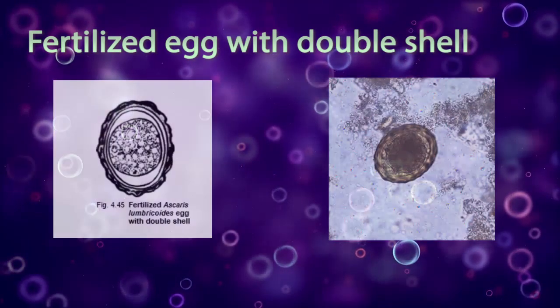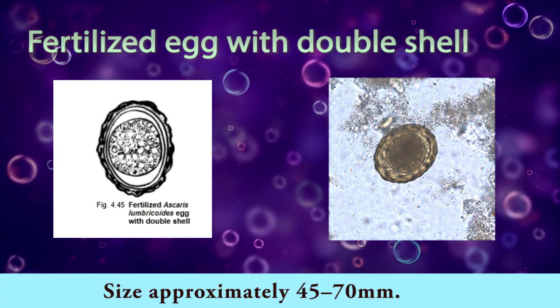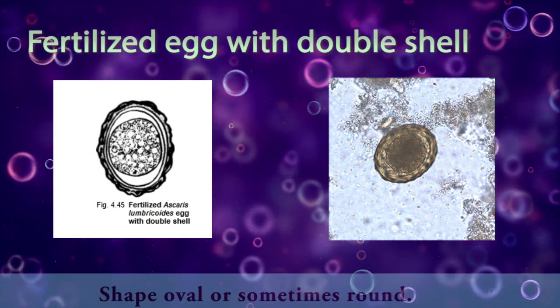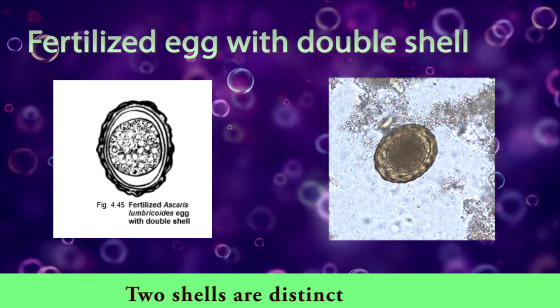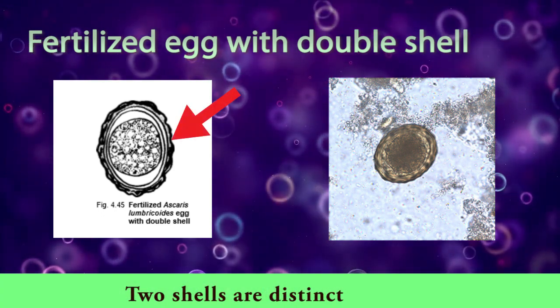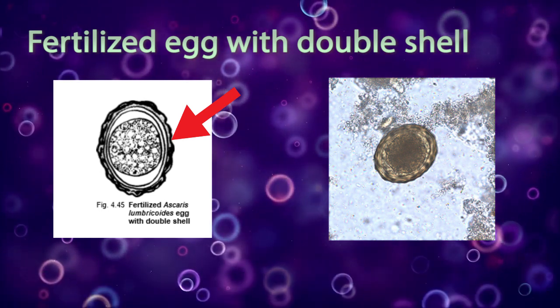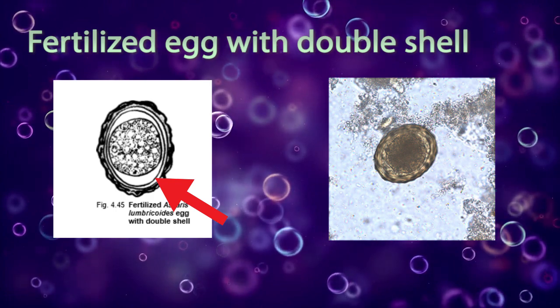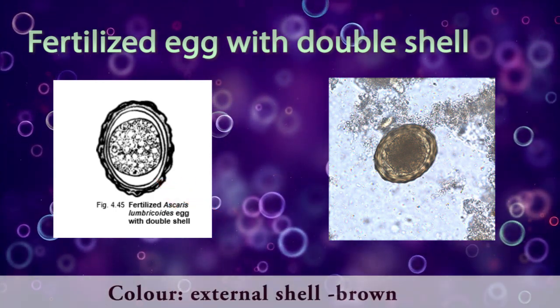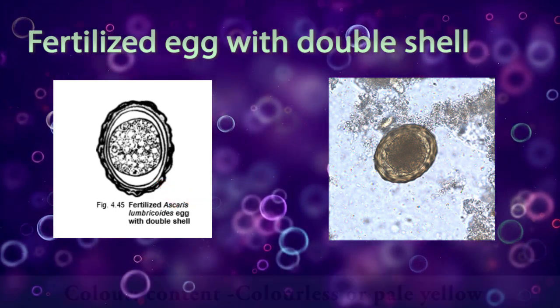Fertilized egg with double shell. Size approximately 45 to 70 micrometers. Shape oval or sometimes round. Also, two shells are distinct. The external shell is rough, brown and covered with small lumps. This shell is mammillated. The internal shell is smooth, thick and colorless. Color of external shell is brown. Content: colorless or pale yellow.